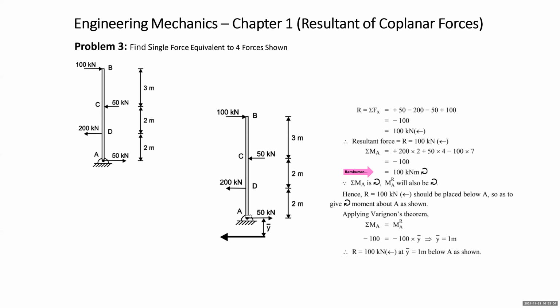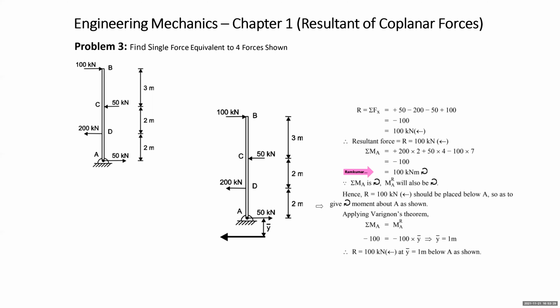So abhi mujhe A point ke about resultant which is to the left should be placed. If I place it above A to the left, it will give me anti-clockwise. If I place it below A, yahan pe R likhna reh gaya. This is R. You can understand looking at its thickness, right? This is R. So this R has been placed. Right. I hope you can understand that.